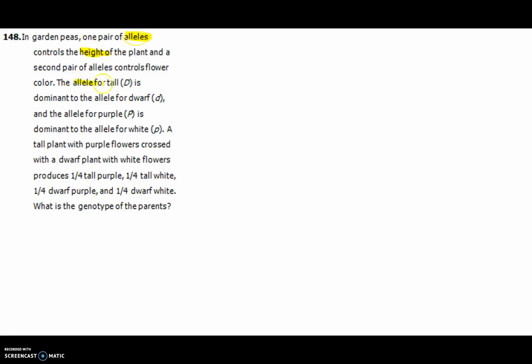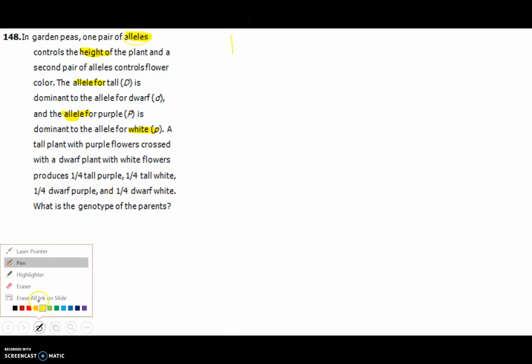and then the allele for height is one locus, and then you have a different allele dealing with flower color, and so for purple or for white, that would be a different locus on either the same or a different chromosome. And so here we're looking at two traits, and so when we go through this, we want to write down first what's dominant for each one.